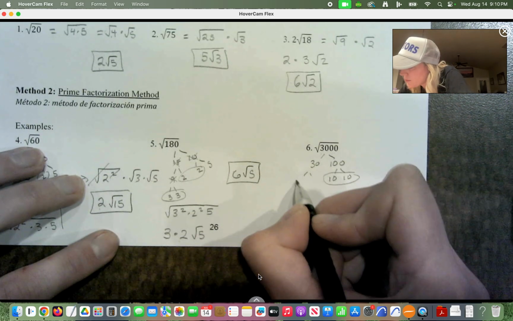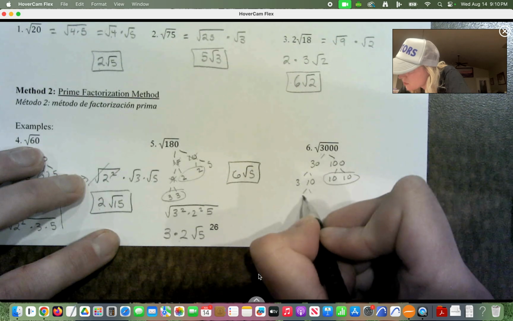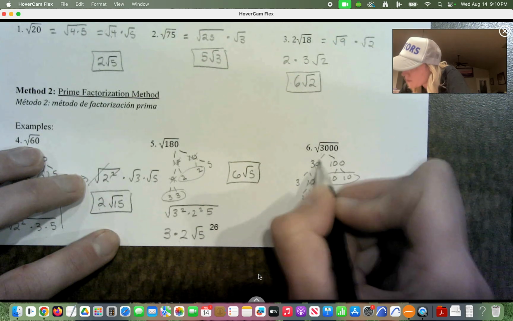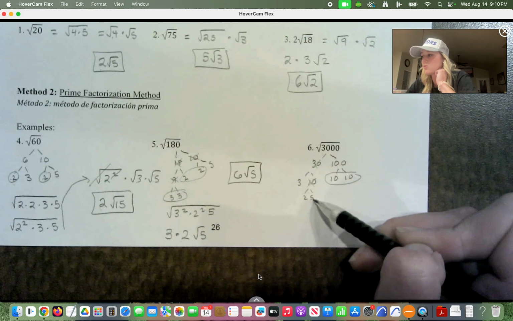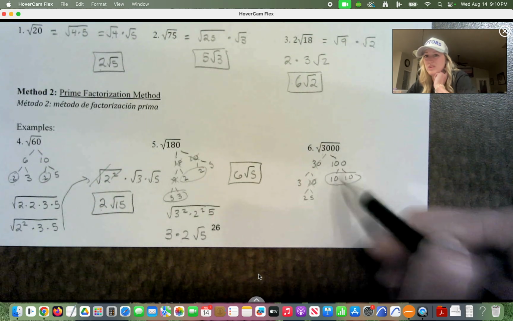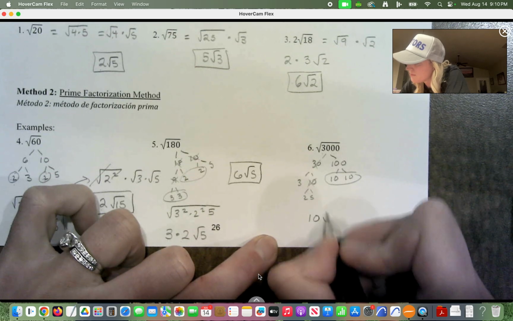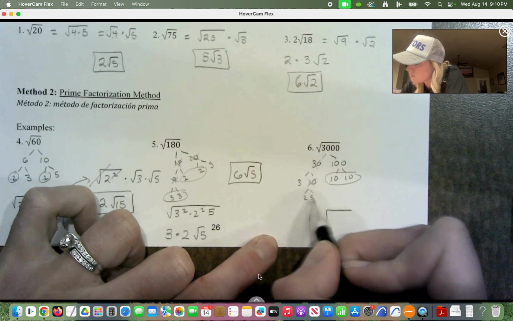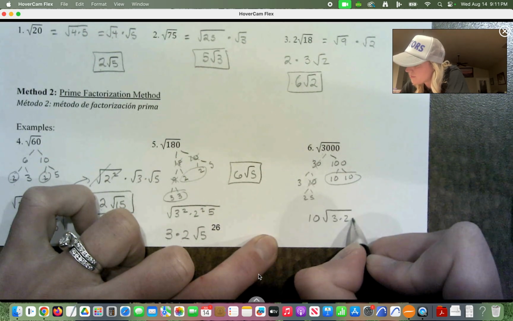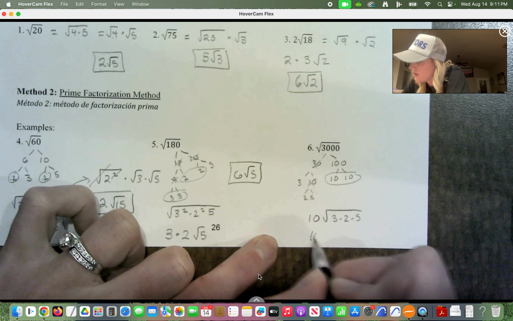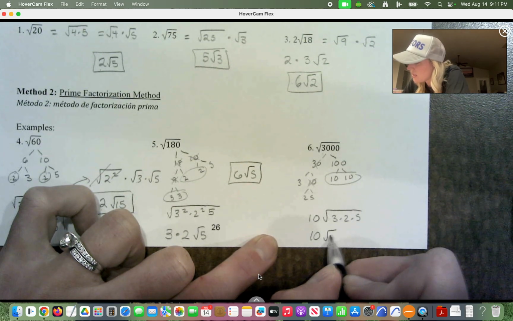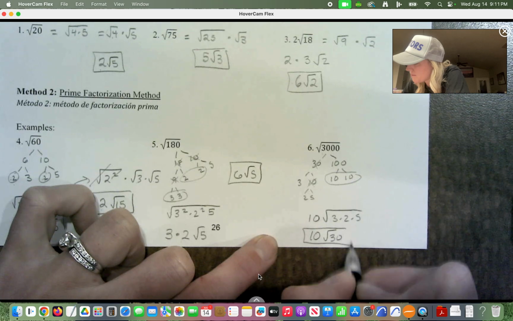30, though, can break into 3 and 10, 2 and 5. I'm not going to use those because I broke them down further. So there's no pairs with those. My only pair was with the 10. So the square root of 10 squared just becomes a regular 10. And underneath we have 3 times 2 times 5. None of those had a pair. So that's going to give us 10 times the square root of 30.